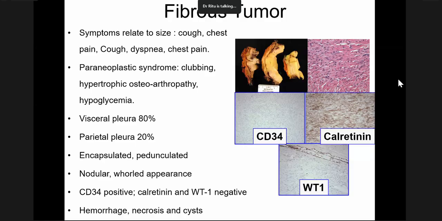CD34 is the immunohistochemistry marker which confirms that this is indeed a fibrous tumor. Calretinin and WT1 are markers for mesothelioma. So focal mesothelioma can mimic a fibrous tumor, and so this is a way to differentiate histologically what this tumor is. And most often the immunohistochemistry is the best way to differentiate different tumors from each other. They can have hemorrhage, necrosis, and cystic degeneration.